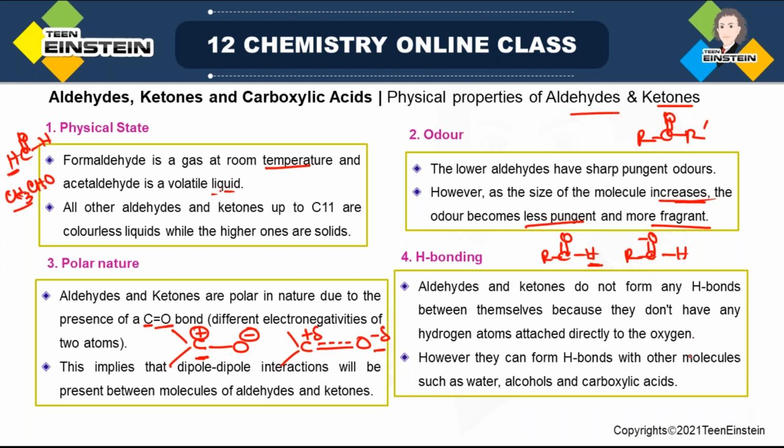But hydrogen bond is possible with other molecules such as water, alcohol, carboxylic acid. Why is it possible? Because in water, the hydrogen is attached to oxygen. In alcohol, hydrogen is attached directly to oxygen. In carboxylic acid, hydrogen is attached to oxygen. That means all these hydrogens are active. Now this hydrogen can interact with the oxygen of the carbonyl group. So that is why hydrogen bond formation is possible with all these molecules. But between two molecules of aldehyde or two molecules of ketone, hydrogen bond formation is not possible. Okay.